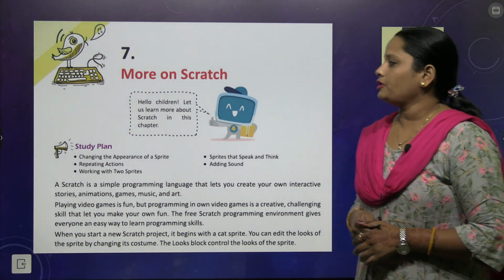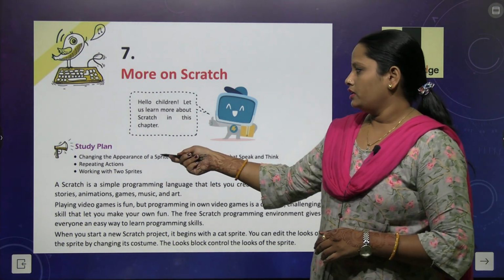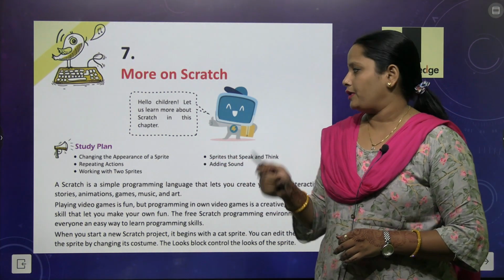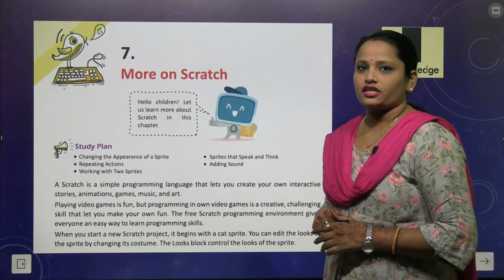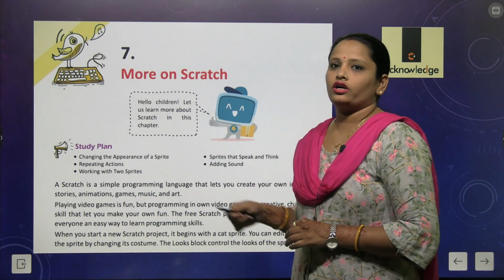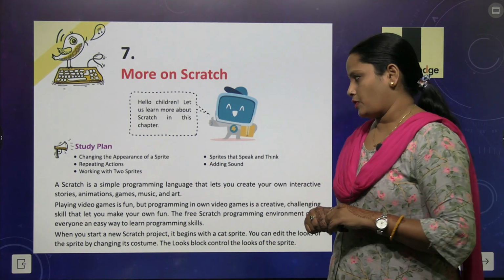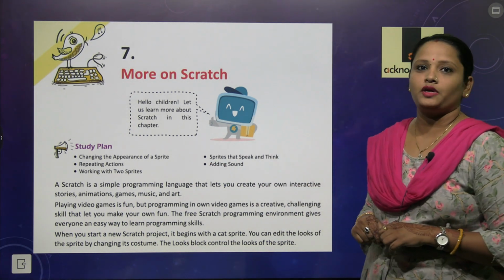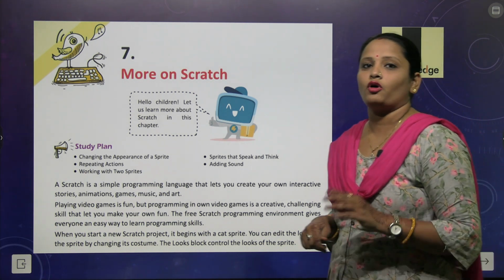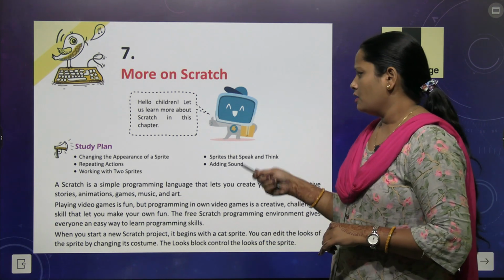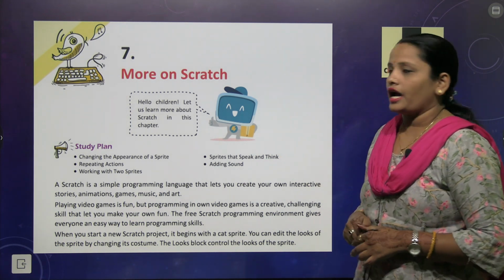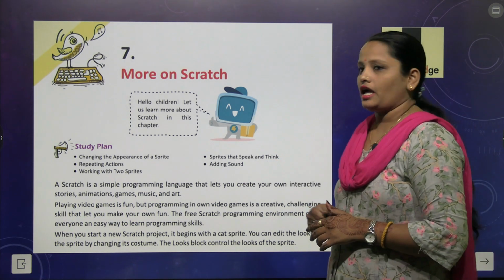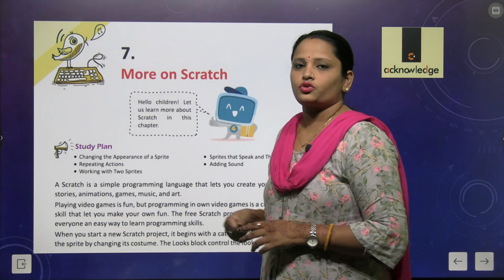In this chapter we are going to learn about how to change the appearance of the sprite, how repeating actions can be done, working with 2 or more sprites, and making sprites speak and think. Yes, we haven't learned about this in class 3, but we are going to learn how a sprite can speak or think, and adding sound in our Scratch.